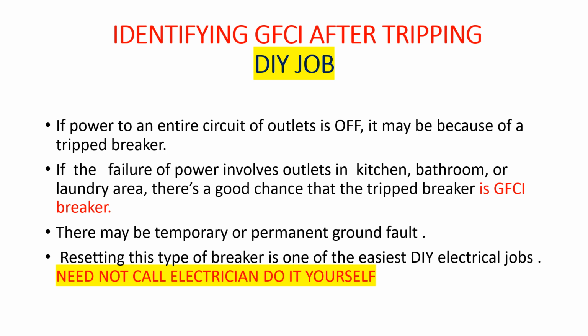There may be many other breakers in the panel board, but you have to identify the GFCI breaker. It will be written on the circuit breaker. You can read that: GFCI or AFCI or the combo, all these are written, or simply the MCB, the miniature circuit breaker. It is written on the breaker. So it may be a temporary or permanent ground fault. Resetting this type of breaker is one of the easiest DIY, do-it-yourself electrical jobs. You need not call an electrician. Try to do it yourself.